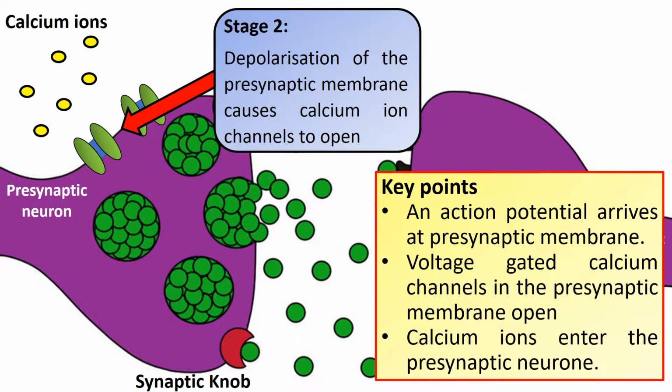There are a few key points that we've got to bear in mind when talking about this, and you will need to mention these key points when answering exam questions. The easiest way to talk about it is that when the action potential reaches the presynaptic membrane, it causes voltage gated calcium channels in the presynaptic membranes to open. This allows calcium ions to move down a concentration gradient into the presynaptic neuron.